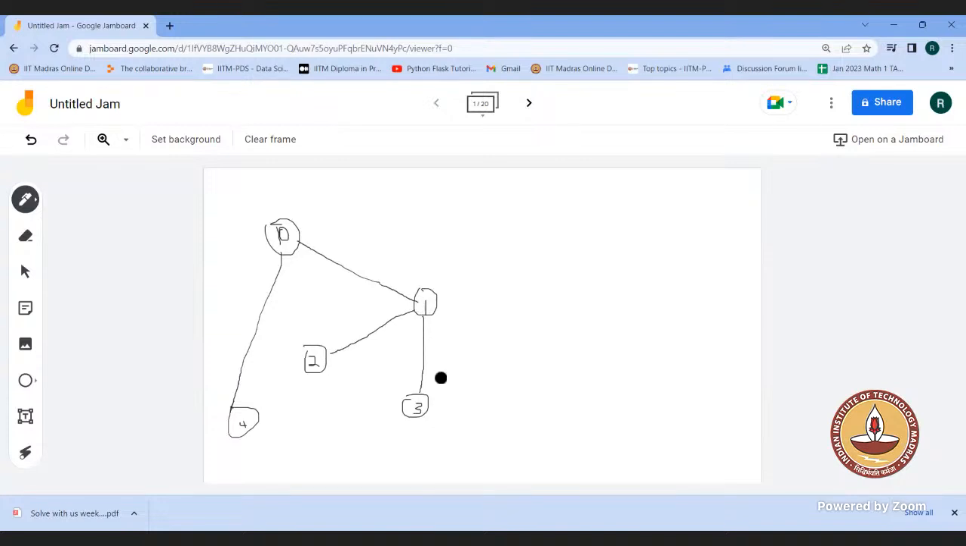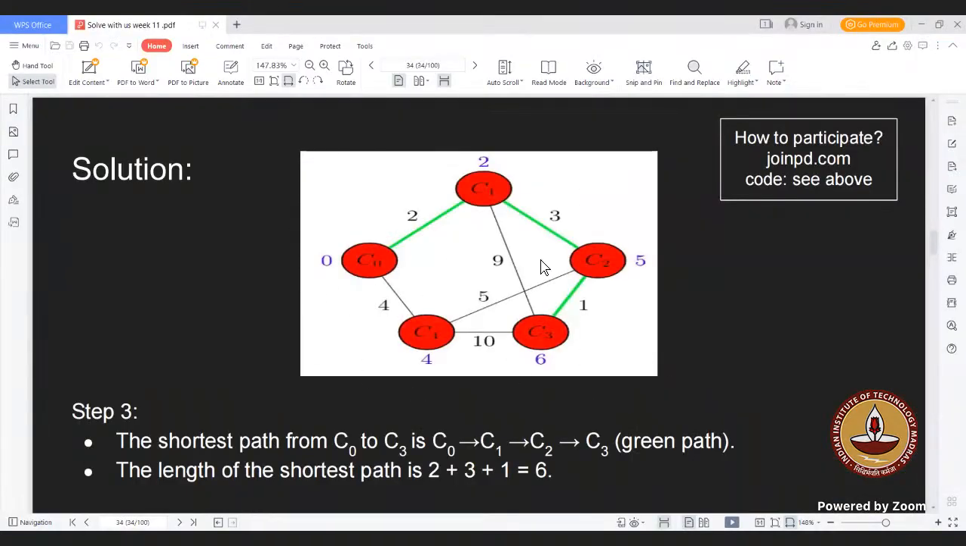Okay, and then what about C3? C3 is connected with what? C1, C2, and C4, right? And then what about the next one? C4 is connected with what? C3, C2, and C0, right? Yes. You can draw it in any way. So the shape is not important, but all the edges which are mentioned in the original graph should be there. That is the important point. So this will be the graph basically, and the shortest distance between C0 and C3 is 6 in this case, and the total pair would be 6,000.